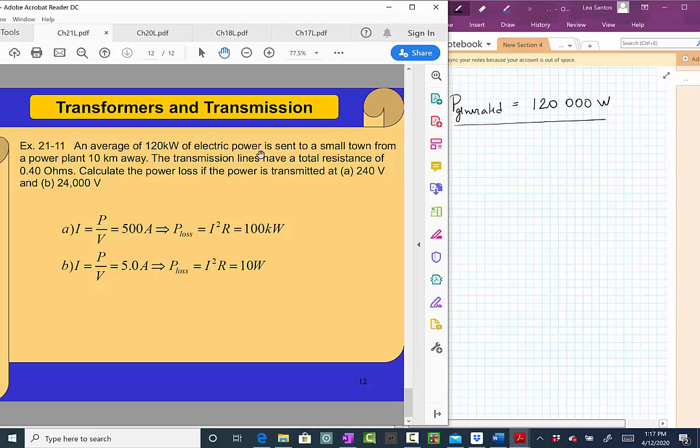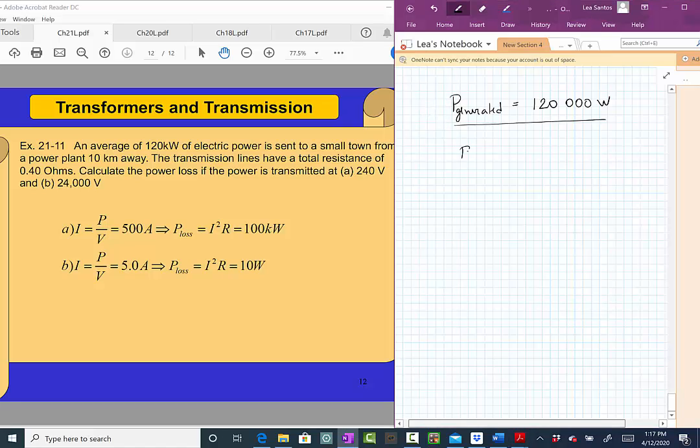In the transmission lines we will have losses, because the transmission lines have some resistance. Over those 10 kilometers it accumulates a resistance of, they are saying here, 0.4 ohms. So it's small, given that we have 10 kilometers of distance, but it's still a number that will cause losses. Then comes the question: calculate the power that is lost if the energy is transmitted at 240 volts or if it's transmitted at 24,000 volts.